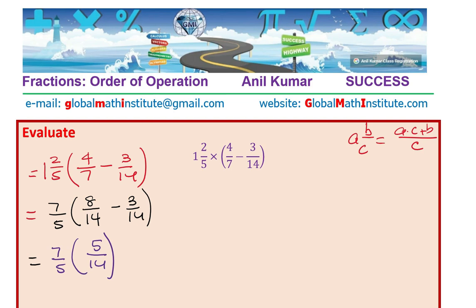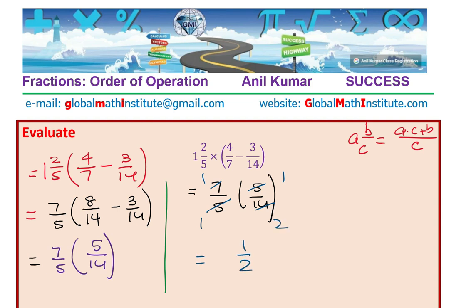Correct. Let's now further simplify this. We have to multiply 7 over 5 with 5 over 14. Correct. So 5 goes into 5 one time and 7 goes into 14 two times. So we get our answer. You see that? That is how we are going to simplify it.